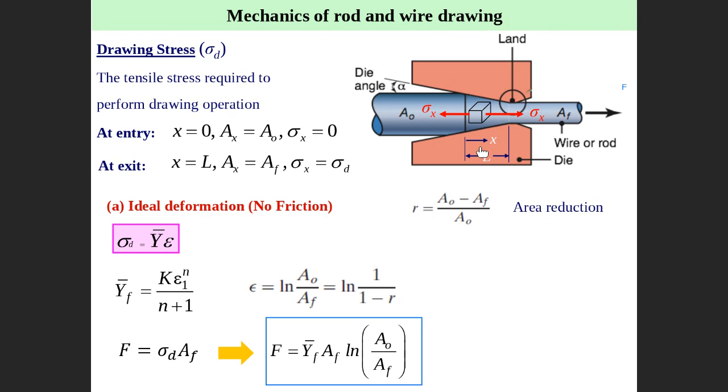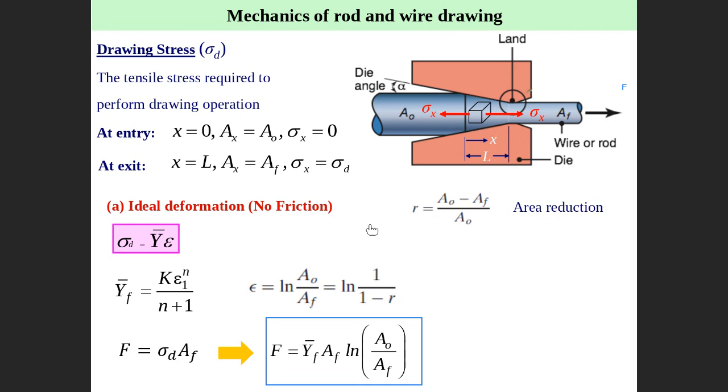Start with a simple, ideal case: no inhomogeneous deformation, no friction, just a simple tensile test, where the stress equals Y flow multiplied by epsilon. Then we modify the equation to deal with the actual case, when friction and non-homogeneous deformation apply. Let's move forward step by step and see. They already modified the equation to deal with the friction and non-homogeneous deformation.